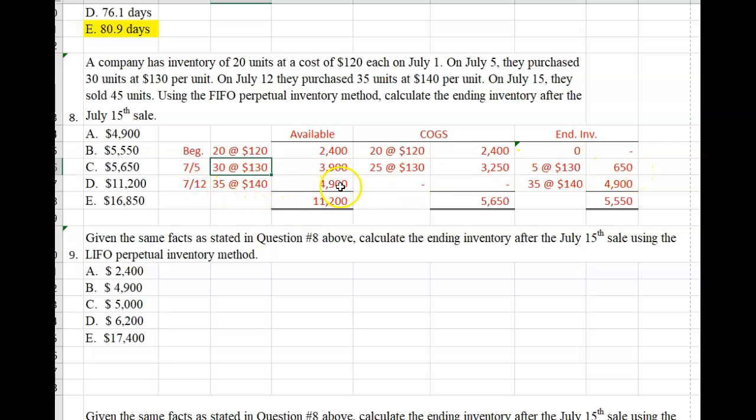We didn't touch the last layer at all, the newest layer. 35 at $140 each equals $4,900. Add up your cost of your ending inventory and it's $5,550. So the answer is B.